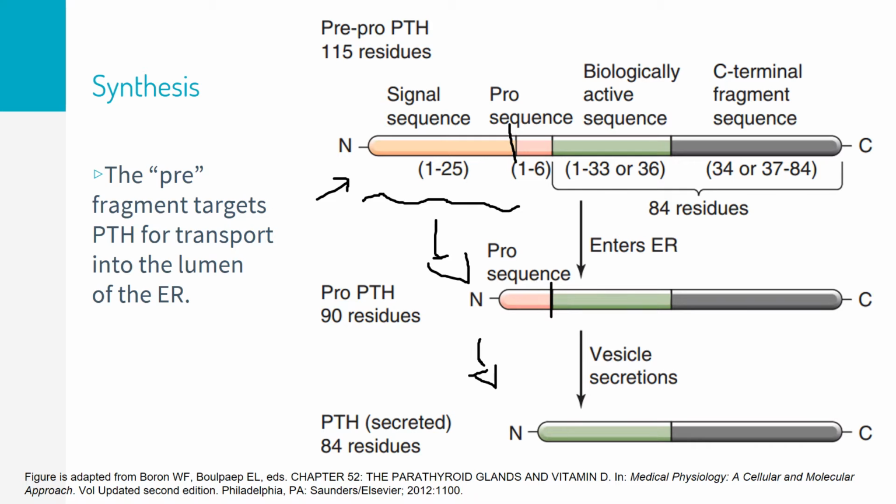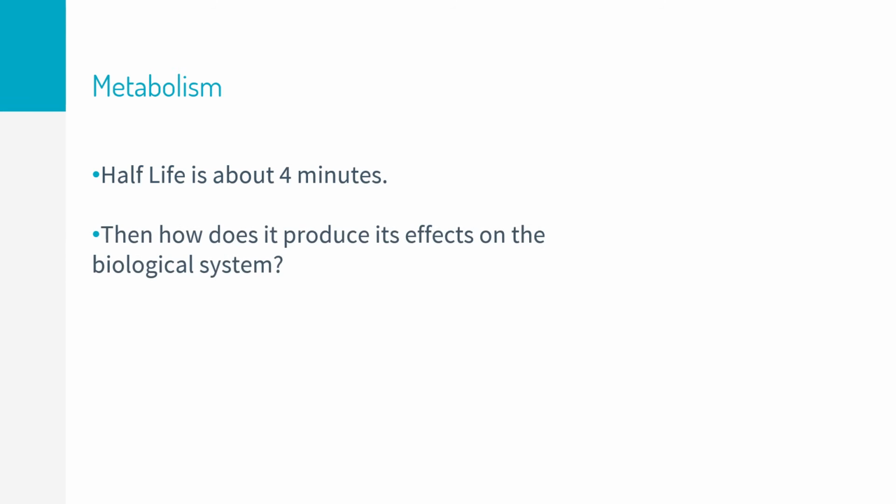In the secretory granules, the cleavage of the PTH begins, and the cleavage yields 2 fragments, an N-terminal and a C-terminal. So the half-life of the hormone is about 4 minutes, but then the question comes, how does it produce its effect on the biological system?